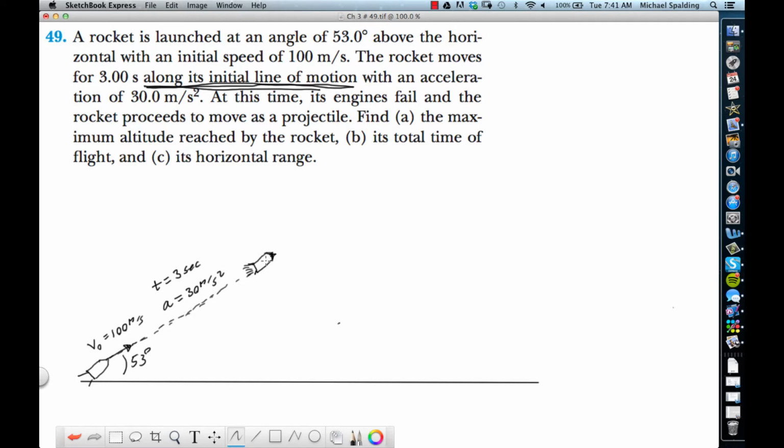Now what happens right here? The engine fails. Uh-oh. I don't want to be in that rocket. The engine fails, and now what happens right here? It becomes a projectile, like a baseball flying through the air. So what we're going to need to find out is what is this starting velocity when it becomes a projectile? What's this velocity right here?